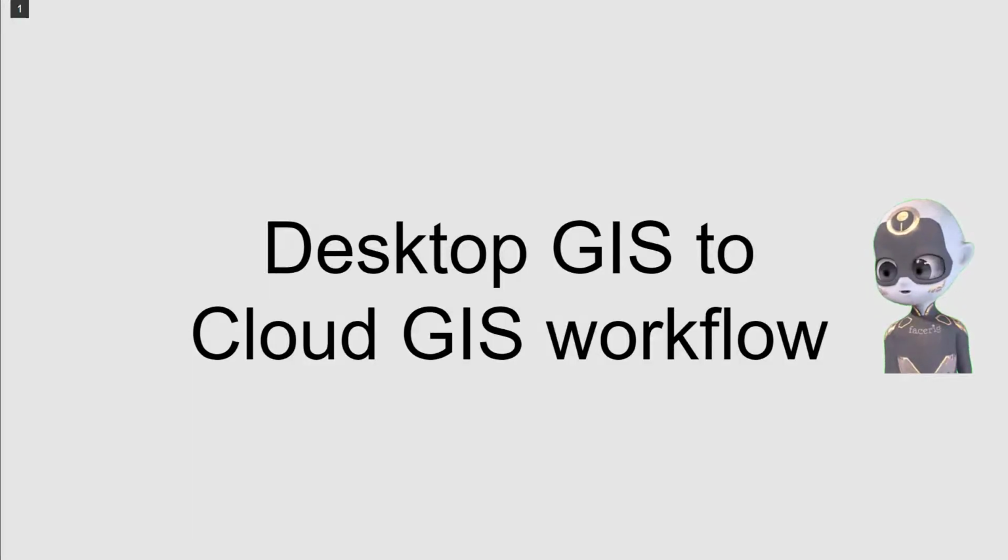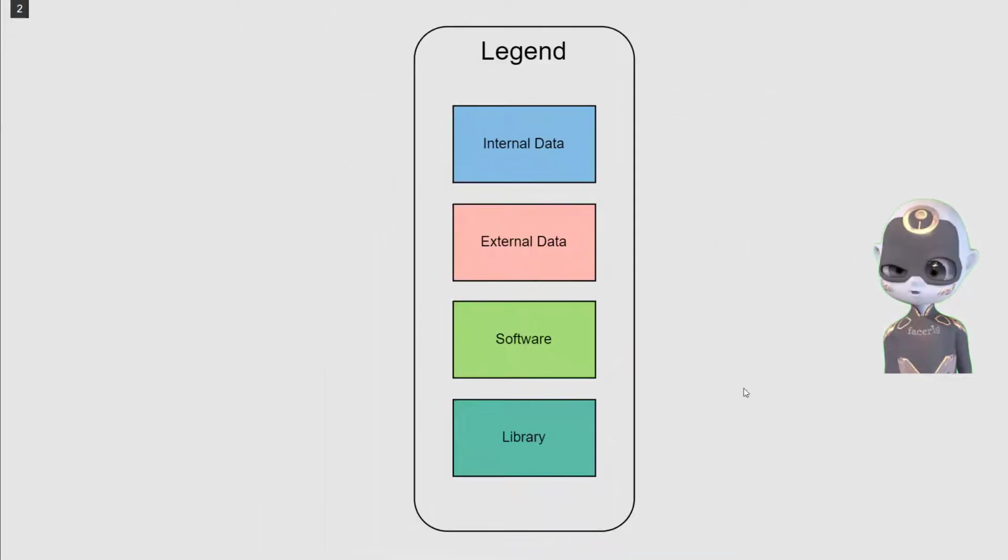So I'm just going to go over the JS, desktop JS to Cloud GIS typical workflow that you see with the eStride products. Just go over the legend a little bit: blue boxes are internal data formats, and so for eStride, that would be shapefiles, file geodatabases. External data could be geo packages or maybe some vector tiles or something. Software is in the light green, and libraries is in the darker green.